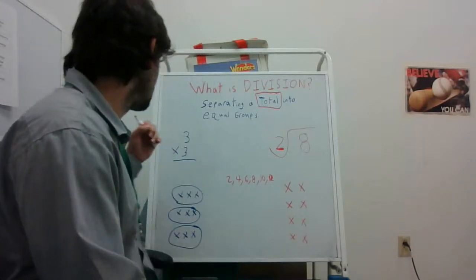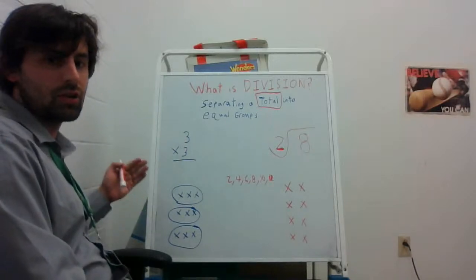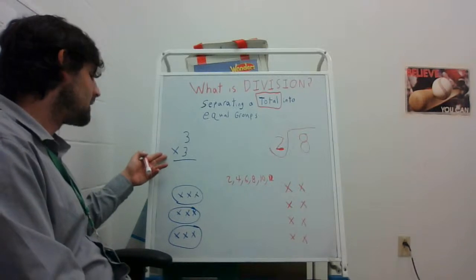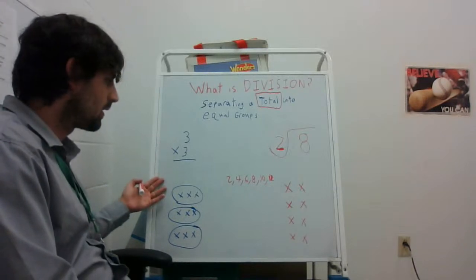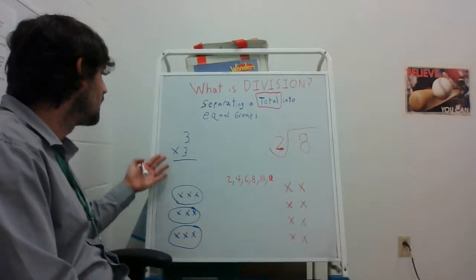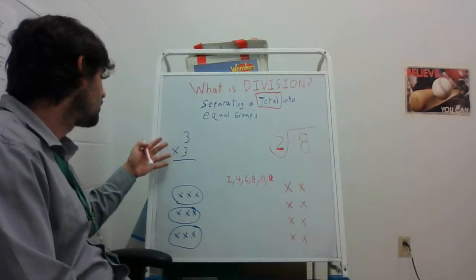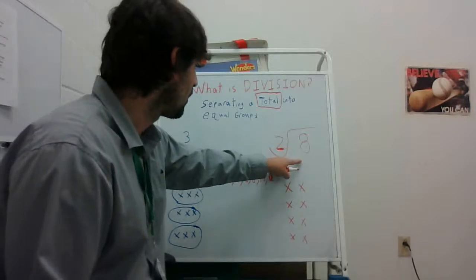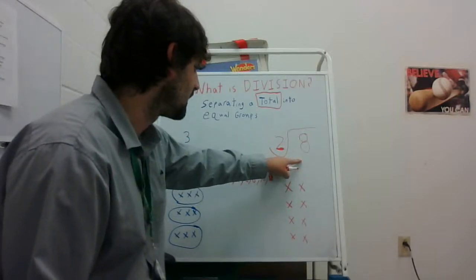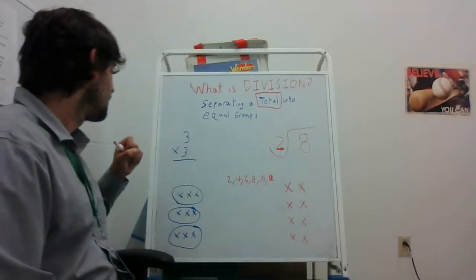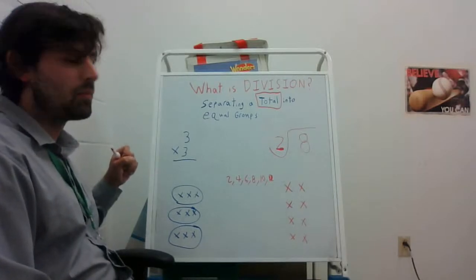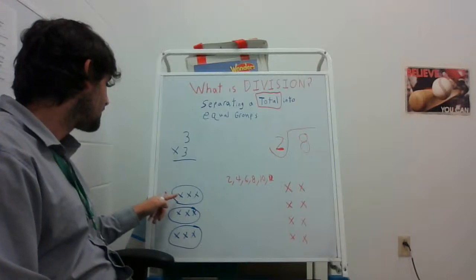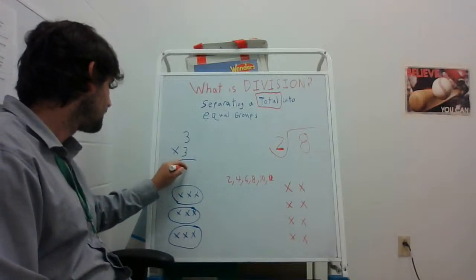For multiplication, they give you a certain amount of groups, for example, 3 groups of 3, and you have to find out what the total is. For division, they give you the total, and you have to find out how many are in each group. So, for example, multiplication, 3 times 3, 3 groups of 3. We know that the total is 9.